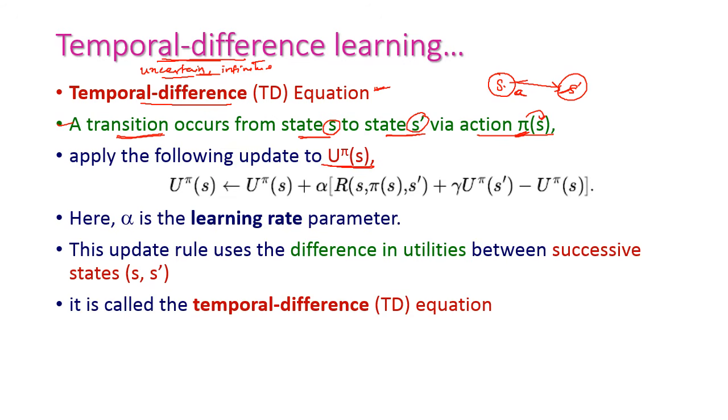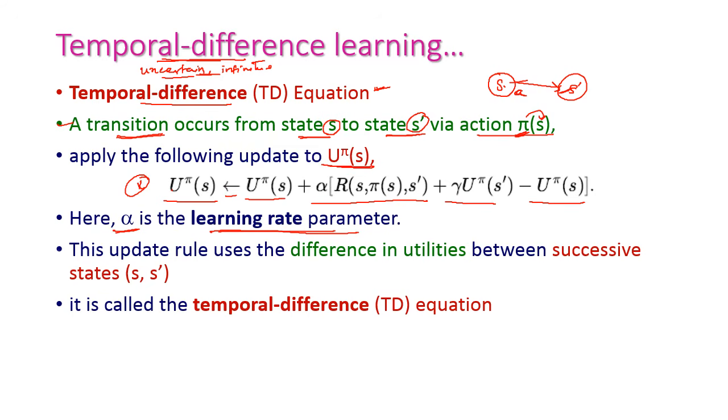That is U pi of S, where U is nothing but the utility of the state. U pi of S implies U pi of S plus alpha into R of S comma pi of S comma S dash plus gamma of U pi of S dash minus U pi of S. This is the temporal difference equation. Here alpha is nothing but the learning rate parameter.